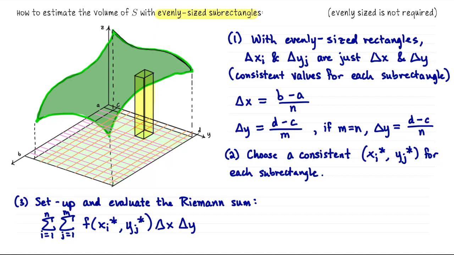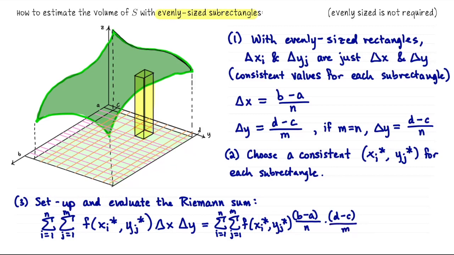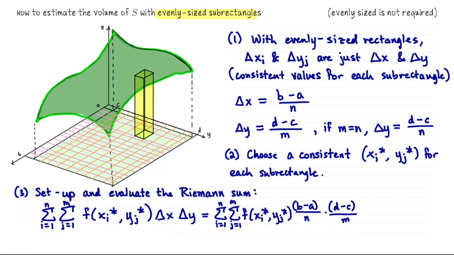Since we're assuming that we're working with evenly sized subrectangles, I can simplify the delta x, delta y a bit by plugging in what we computed in step 1. So here I'm just replacing delta x and delta y with (b minus a) over n and (d minus c) over m. (b minus a) over n and (d minus c) over m are just numbers. a, b, c, d, n, and m are all fixed numbers. They don't depend on i and j, so we can factor that product out in front of the double sum.